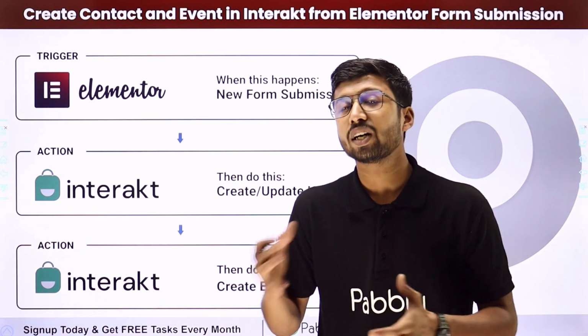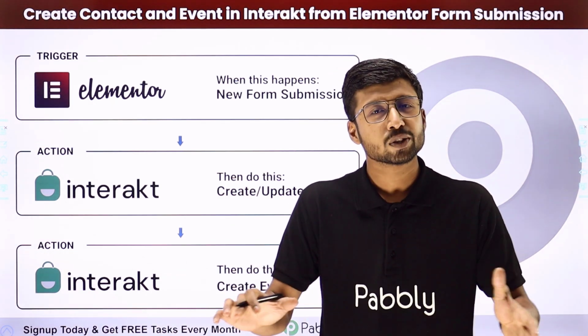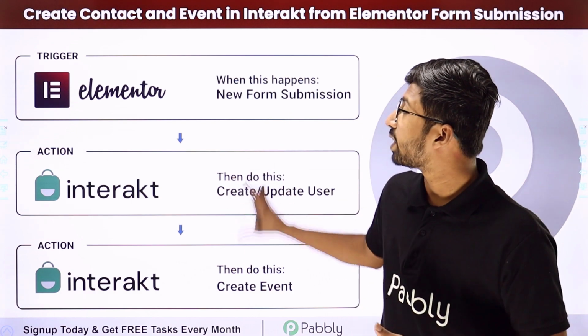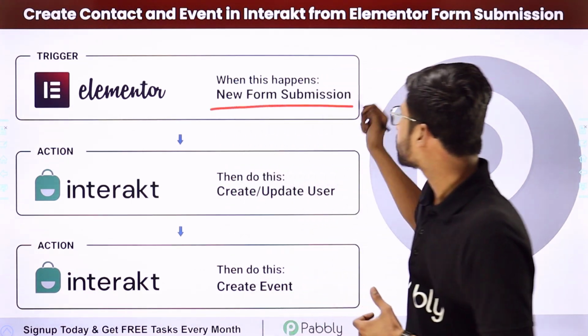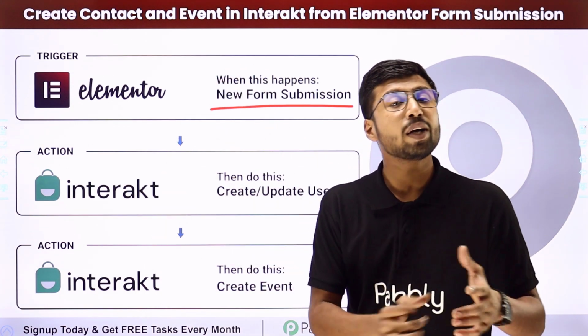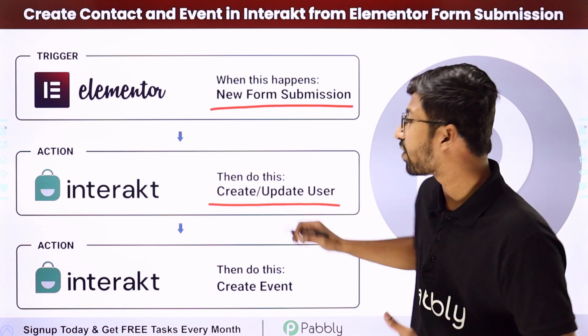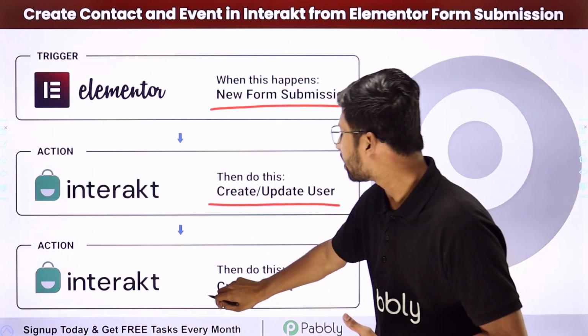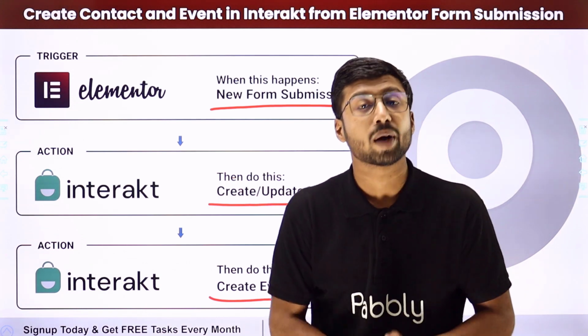Also, you want to create an event for the same form submission in Interakt for that particular user. So let me tell you, you can actually automate this complete process. So in this automation, whenever a new form submission is received in Elementor, automatically with the same details, the user will be created in Interakt, and also we are going to create the event for the same user who made the form submission in Interakt automatically.